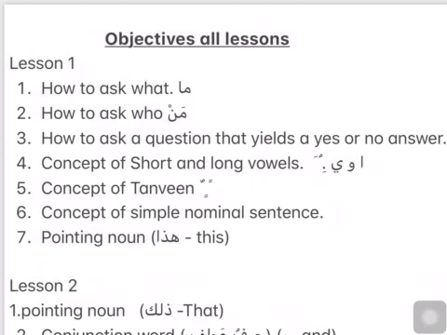Let's go on to our Medina Arabic book. We will be doing lesson 5 today, inshallah. But before we start that, let's look at what we have learned up till now.